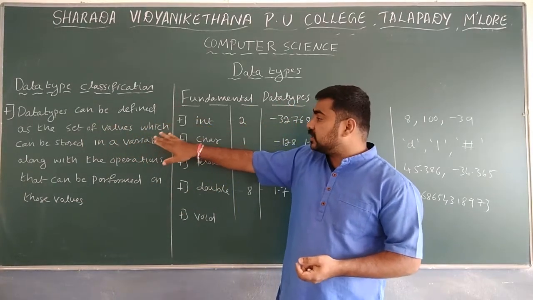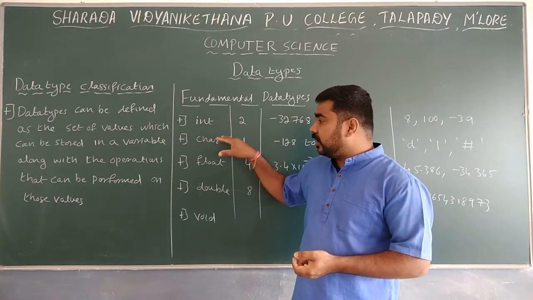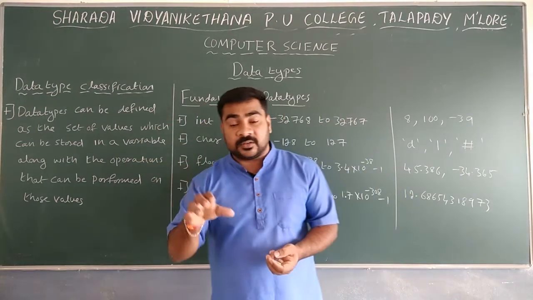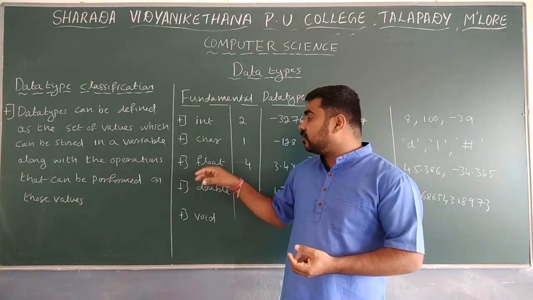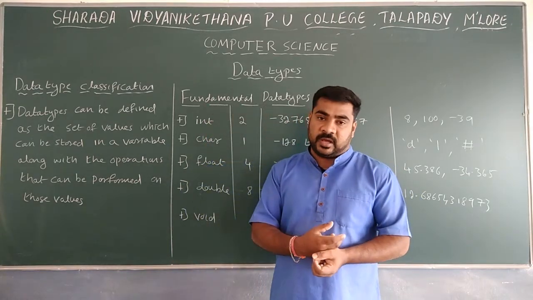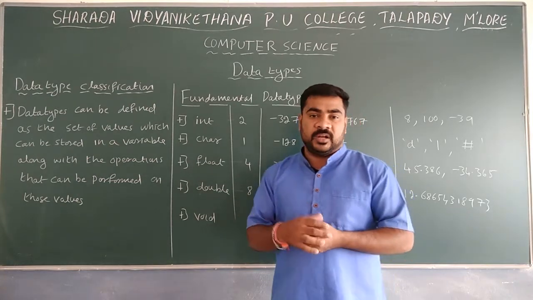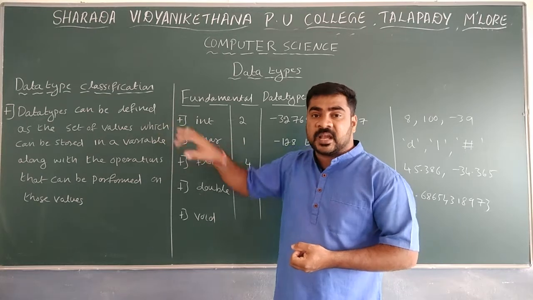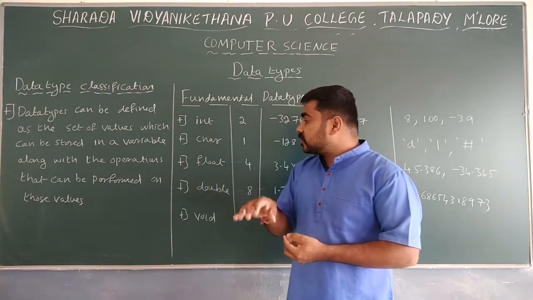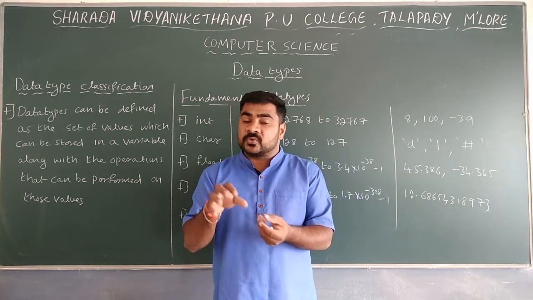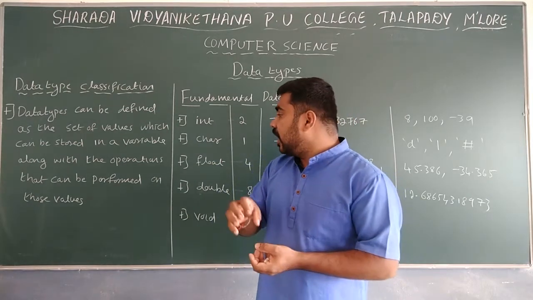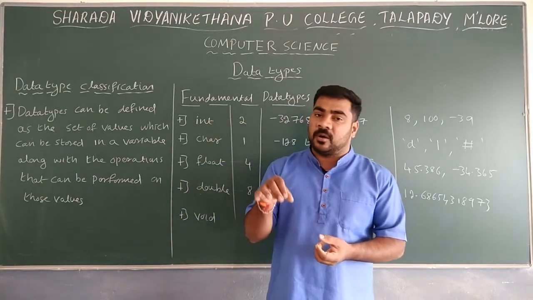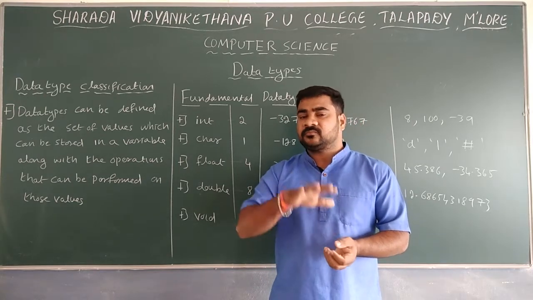Data types can be defined as a set of values which can be stored in a variable, along with the operations that can be performed on those values. Remember, it is the same thing I told earlier, now in definition format. A data type is a set of values which can be stored in a variable, along with the operations that can be performed upon these values. That is a data type. That is the definition.